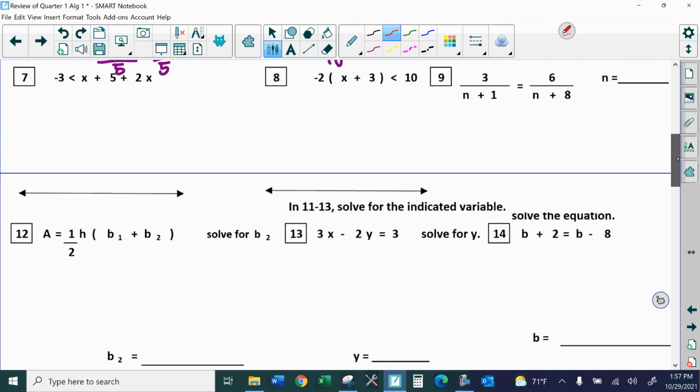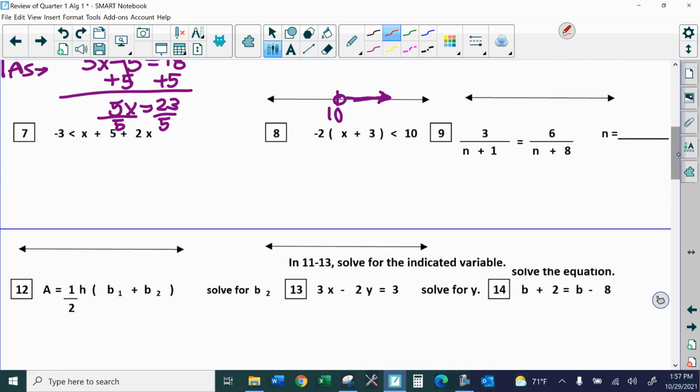Number 7. Combine like terms. x and 2x is 3x. So I have negative 3 equals 3x plus 5. Is the coefficient of the x positive? Yes, it is, so it's going to stay there. Therefore, I'm moving the constant across. Remember, I'm always asking about the coefficient of the variable first. Constant, that doesn't matter till the end. Variable gets priority.